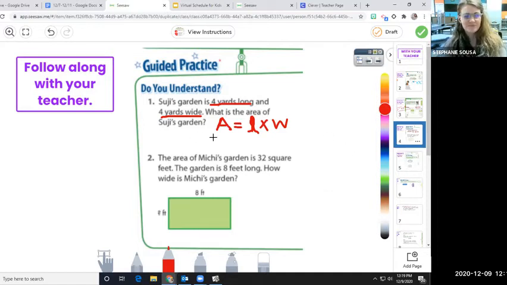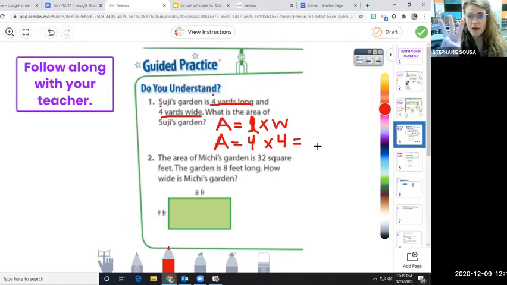All right. Now, when we know that area is equal to length times width, now we can multiply. So our area is equal to the 4 for how long it is, times the 4 for how wide it is. Area is equal to 4 times 4 for this shape of Suji's garden. Now we know that equals 4, 8, 12, 16. Boom, 16.